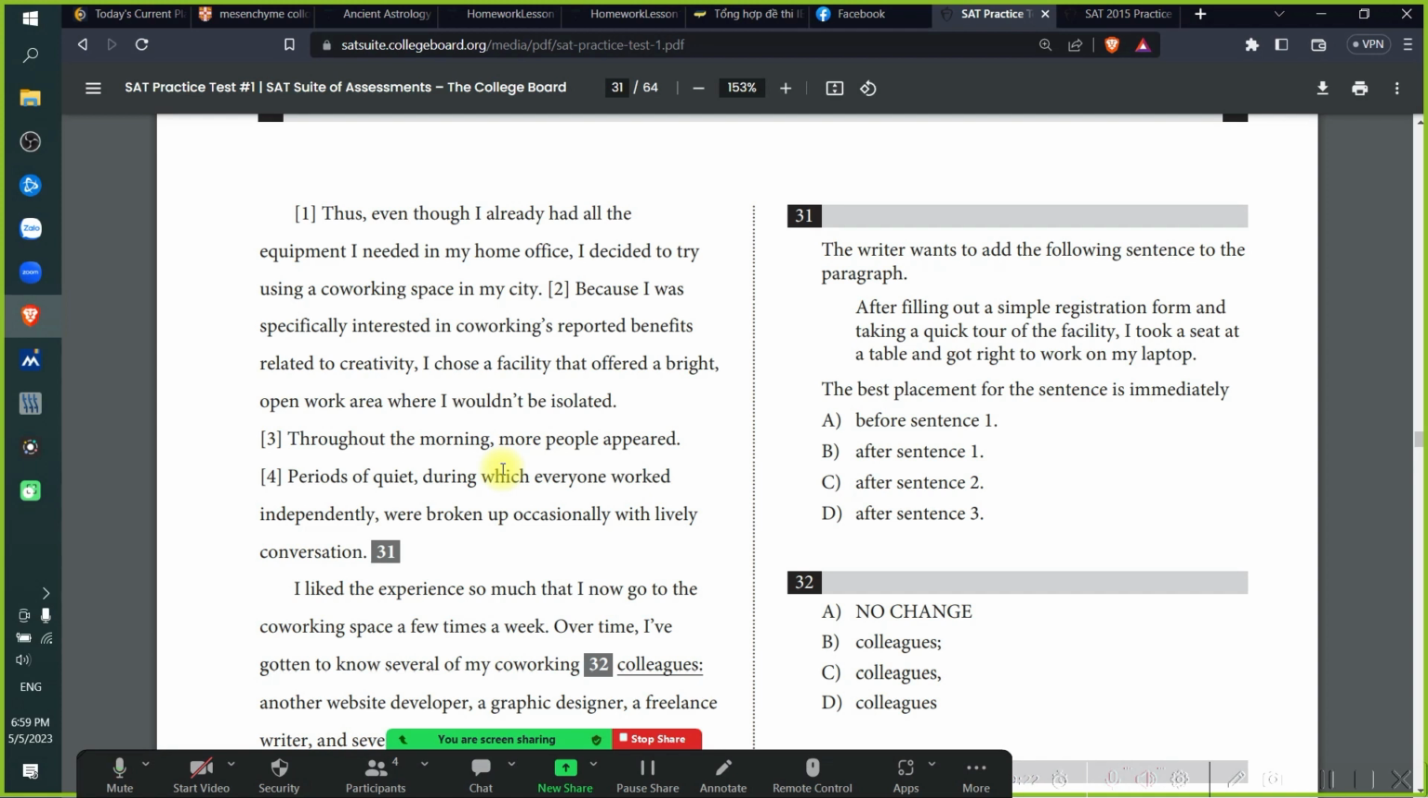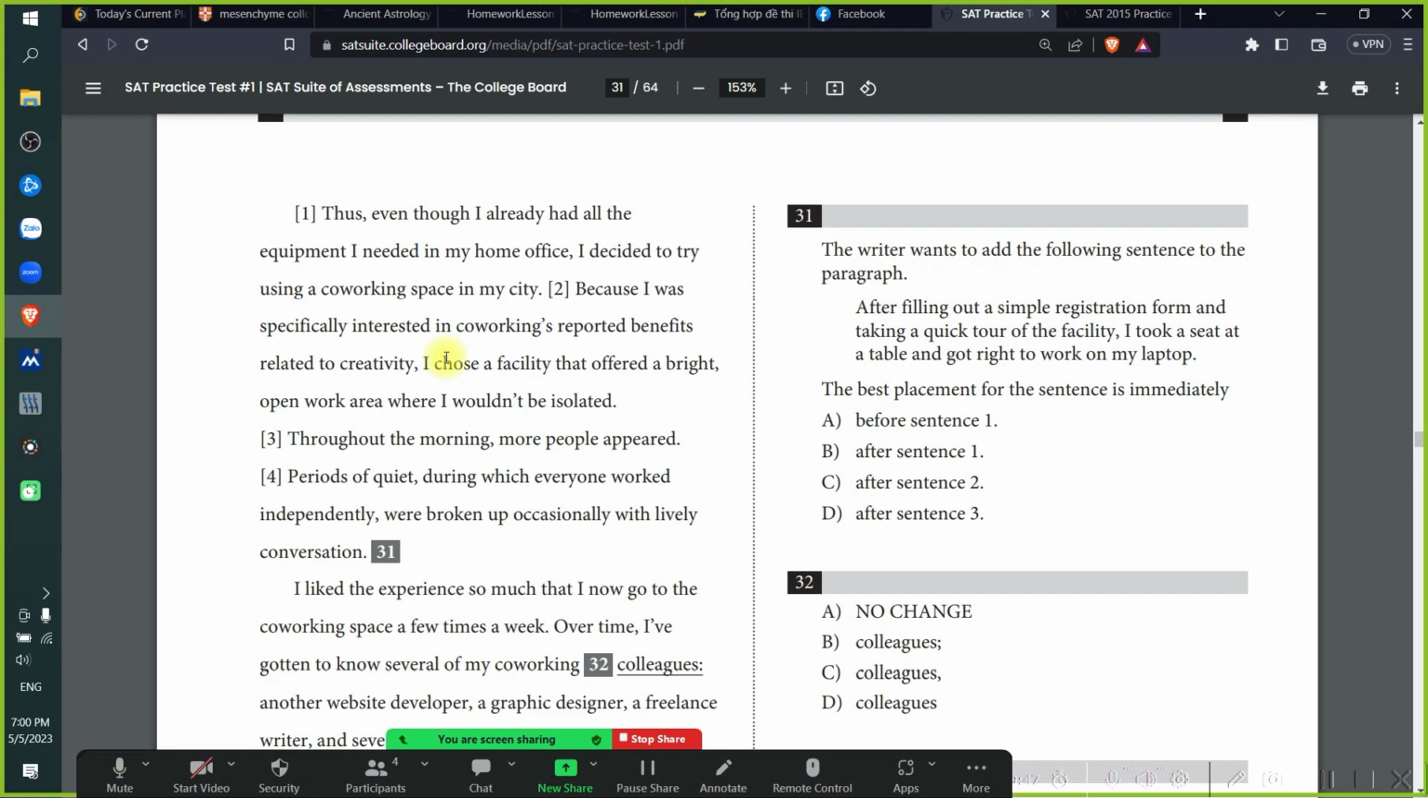Okay, let's look at this one now. Number 1: Even though I already had all the equipment I needed in my home office, I decided to try using a co-working space in my city. Câu số 1 nè. Mặc dù tôi đã có tất cả những công cụ mà tôi cần thiết ở văn phòng ở nhà, tôi đã quyết định thử sử dụng cái không gian làm việc chung ở thành phố của tôi.